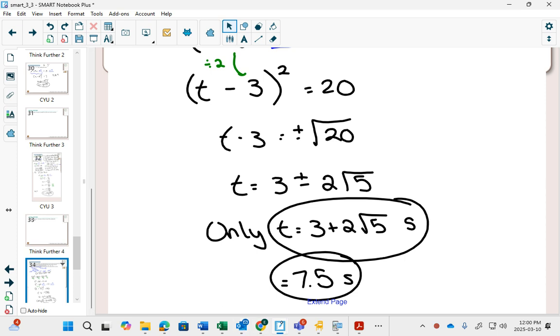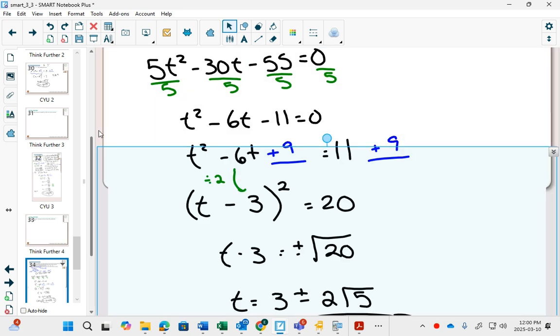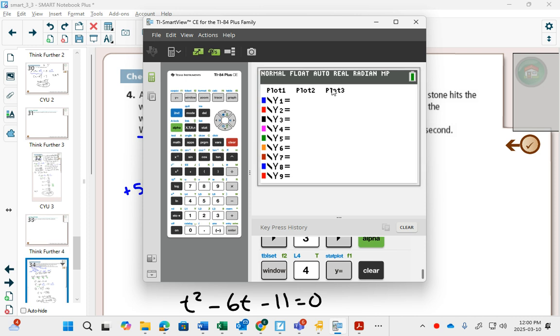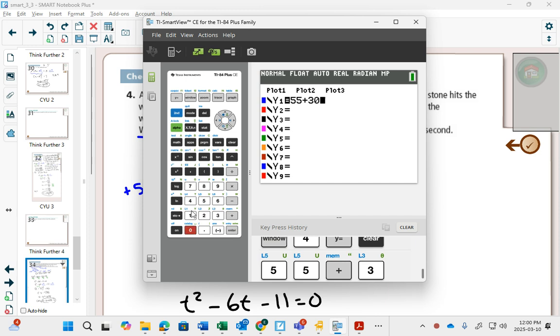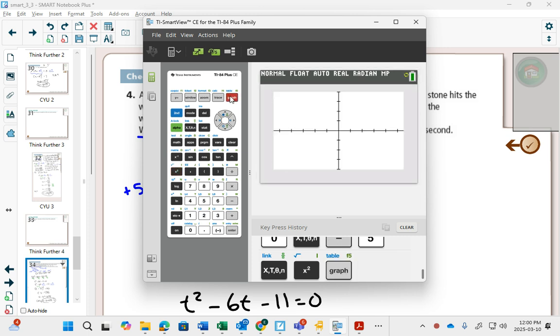Something interesting, for those of you that have a graphing calculator, if you take out your calculator and go to y equals, I'll clear what I have, scroll up here, take the original equation, 55 plus 30t minus 5t squared. Now you don't have a t, but you have beside your alpha button an x button. If I hit this, I can graph it.